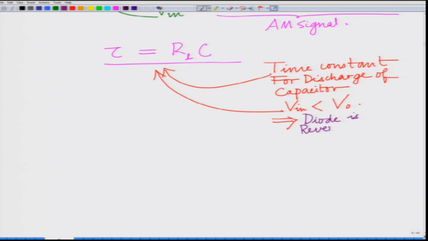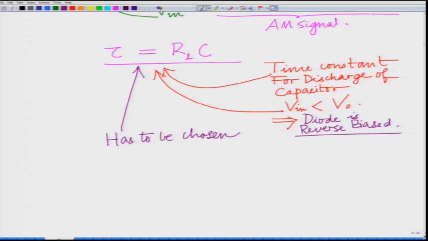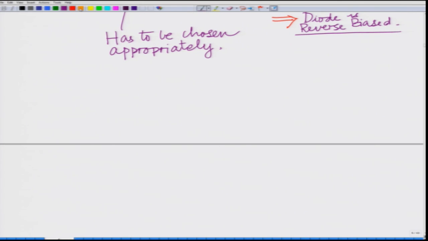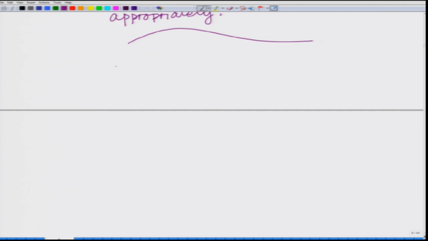And this time constant has to be chosen appropriately, because it should not be too large or too small. For instance, let us consider if tau is too large, let us take a simple example. Let us consider an amplitude modulated signal.